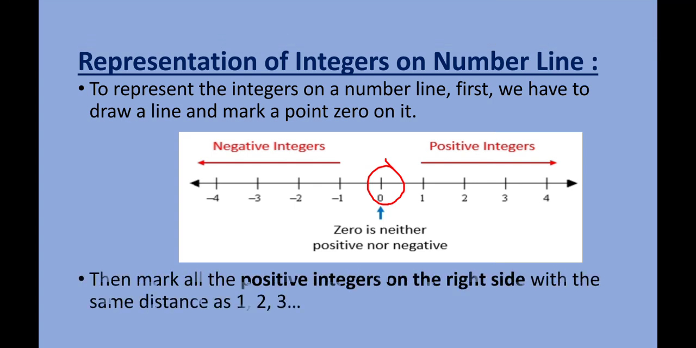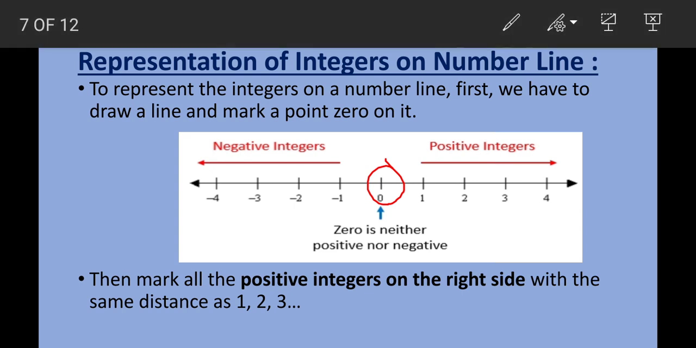After that, in the second step, mark all the positive integers or positive numbers on the right side with the same distance, as it is 1, 2, 3, 4. All these are the positive integers. So you have to write on the right side of 0, by putting equal distance between the numbers. That is 0 to 1. The gap between 0 to 1 is always equal to 1 to 2, that is the same as 2 to 3.